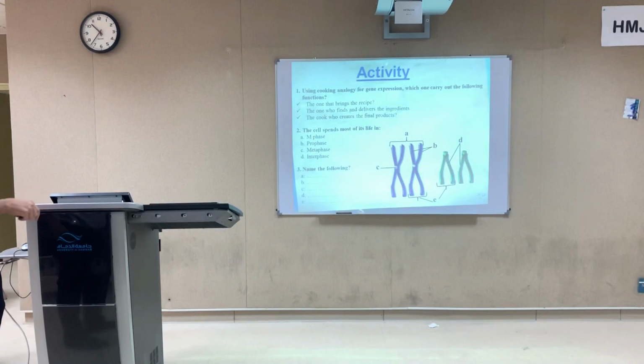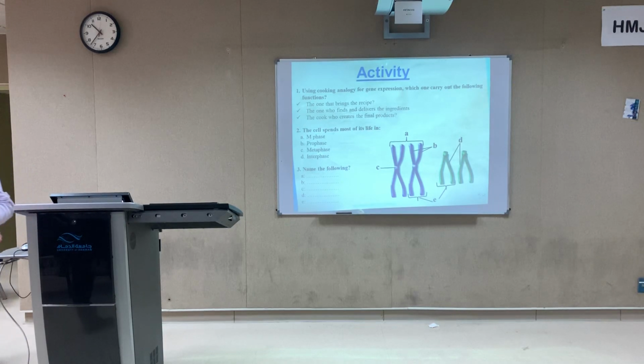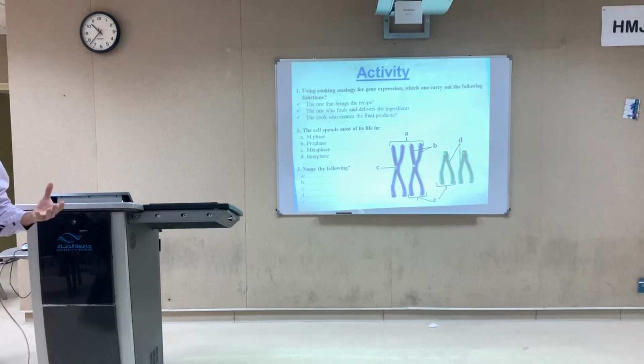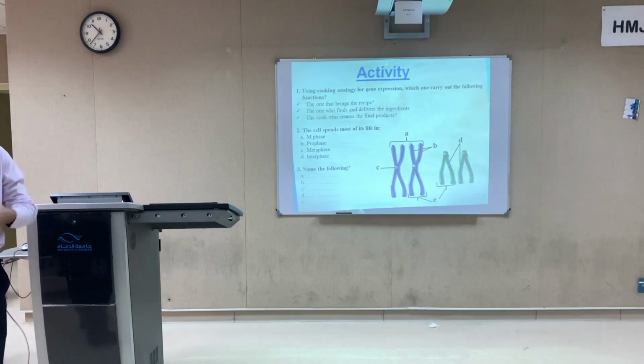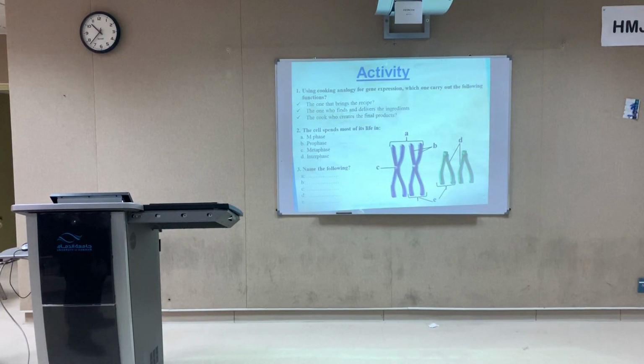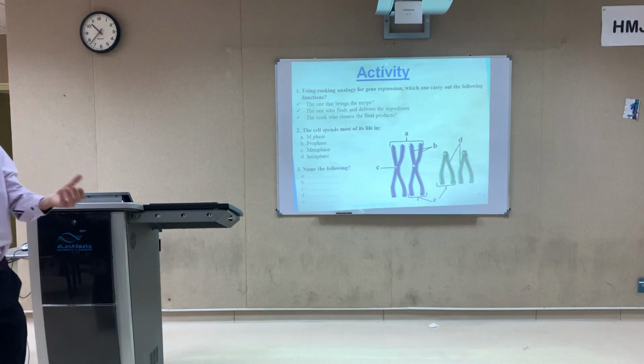So it's mRNA. The one that finds and delivers the ingredients is the tRNA, obviously, because it's bringing the amino acids to the ribosomes. The ingredients of protein are amino acids, so tRNA here. The cook who creates the final product is the ribosome. The ribosome joins the amino acids together. The ribosome is the cook, putting all the ingredients together to make the protein.